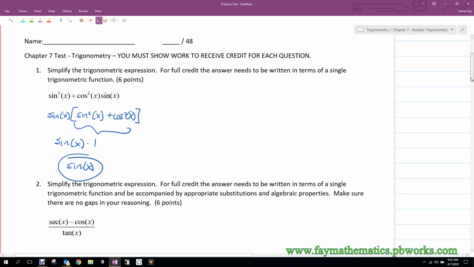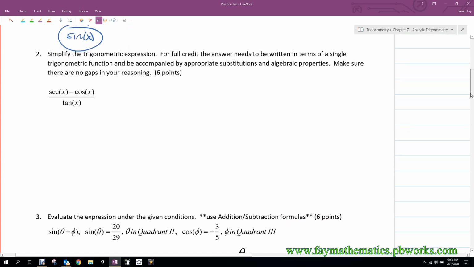The next one, same approach. Okay, I guess same instructions. I'll approach this one as if maybe I don't see any substitutions. Remember, if we don't have any substitutions, we're just going to rewrite it in terms of sine and cosine. So I have 1 over cosine of x minus cosine of x over sine of x cosine of x.